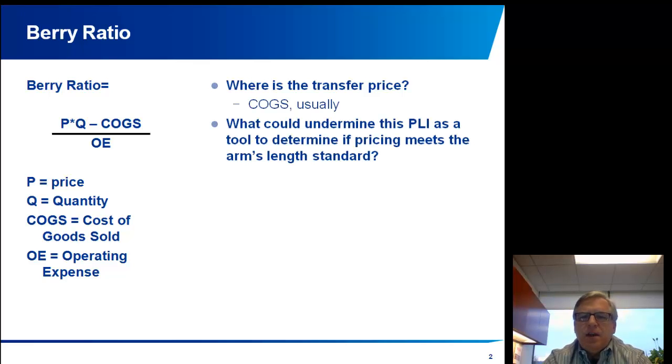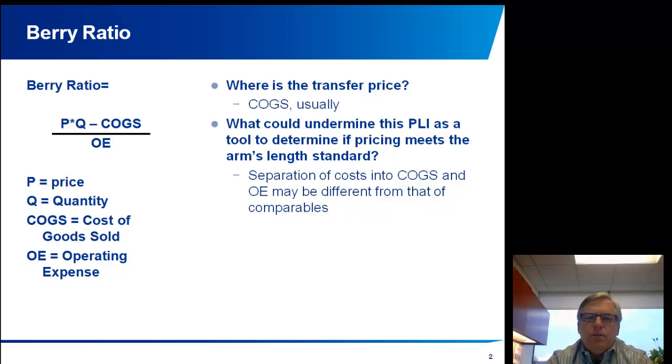So if this is how you're measuring your profit level indicator, what are things that could undermine this profit level indicator as a tool to determine if pricing meets the arm's length standard? One of the first issues that comes into play when looking at the Berry ratio is to ask the question of whether the costs separation into COGS and operating expenses might be different from that of the comparables.